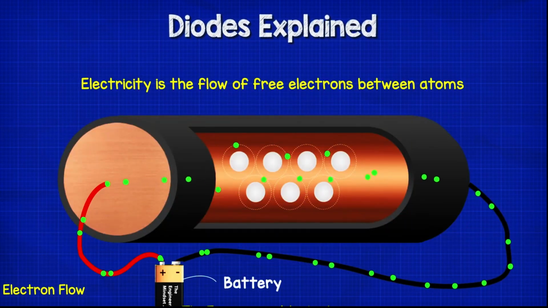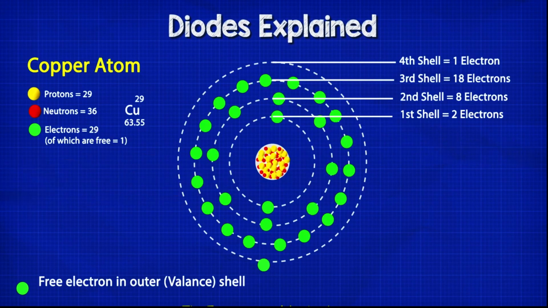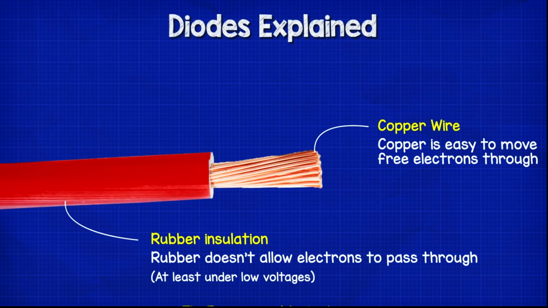So how does the diode work? As you may know, electricity is the flow of free electrons between atoms. We use copper wires because copper has a lot of free electrons, which makes it very easy to pass electricity through. We use rubber to insulate the copper wires and keep us safe because rubber is an insulator, which means its electrons are held very tightly and they can't therefore move between other atoms.